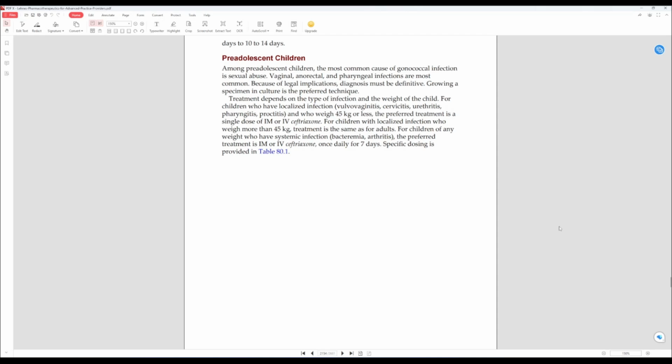Treatment depends on the type of infection and the weight of the child. For children who have localized infections, such as vulvovaginitis, cervicitis, urethritis, pharyngitis, and proctitis, and who weigh about 45 kilograms or less, the preferred treatment is a single dose of IM or IV ceftriaxone. For children with localized infection who weigh more than 45 kilograms, treatment is the same as for adults. For children of any weight who have a systemic infection, the preferred treatment is IM or IV ceftriaxone, once daily for 7 days. Specific dosing is again provided in Table 80.1.